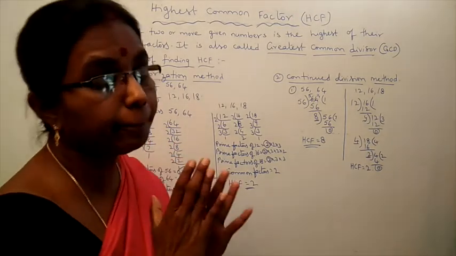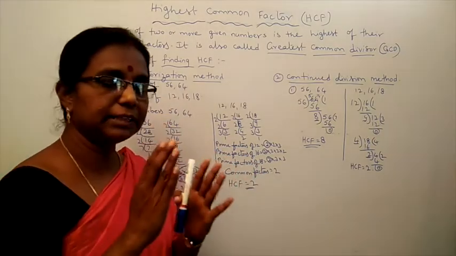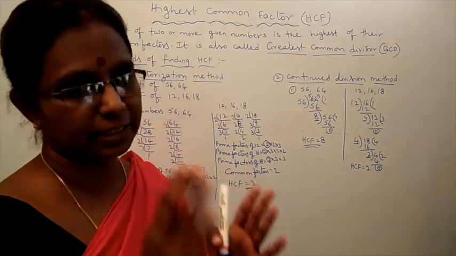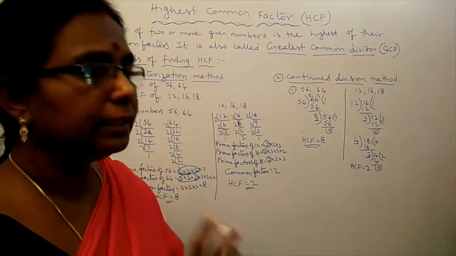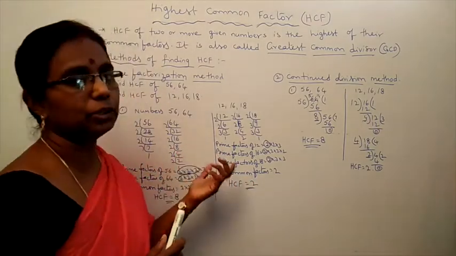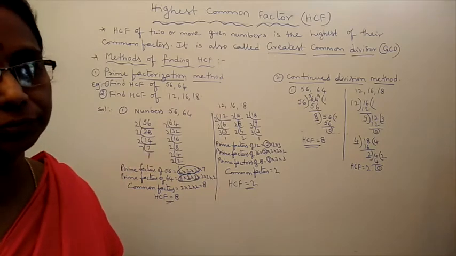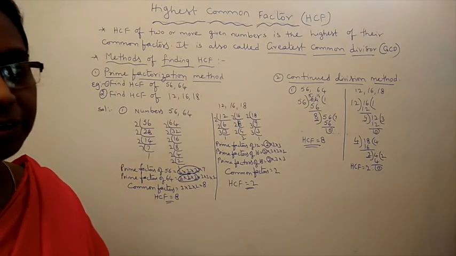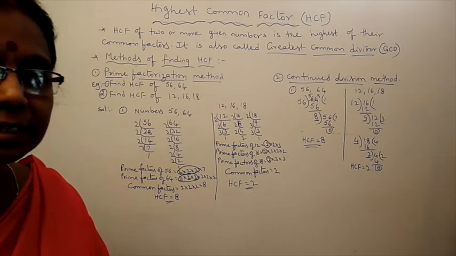Those factors should be prime factors. Now after that you have to check whether common factors are there or not. Then how many common factors are there? The product of those we call HCF. Suppose if there is no common factor, then we have to take the HCF as 1.